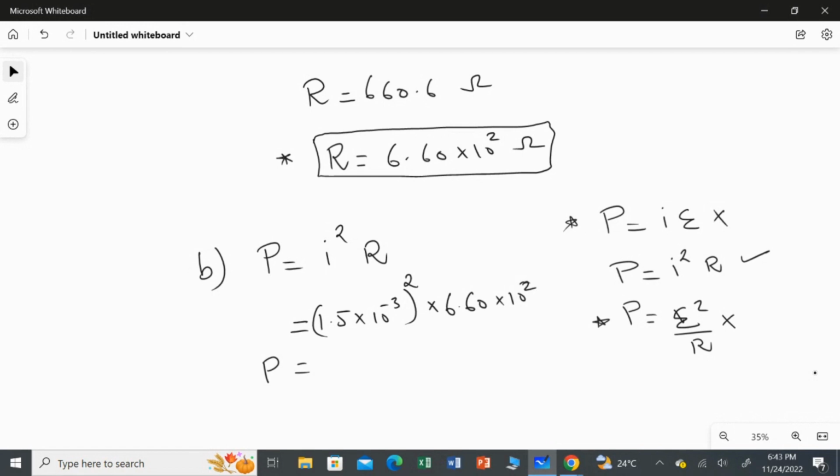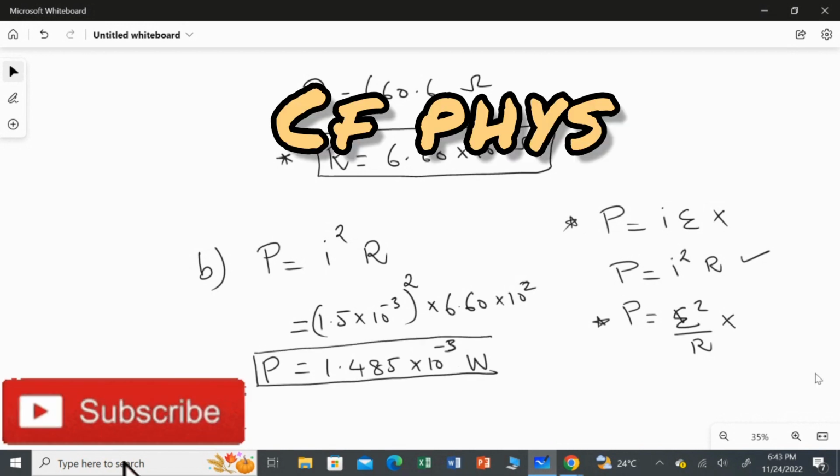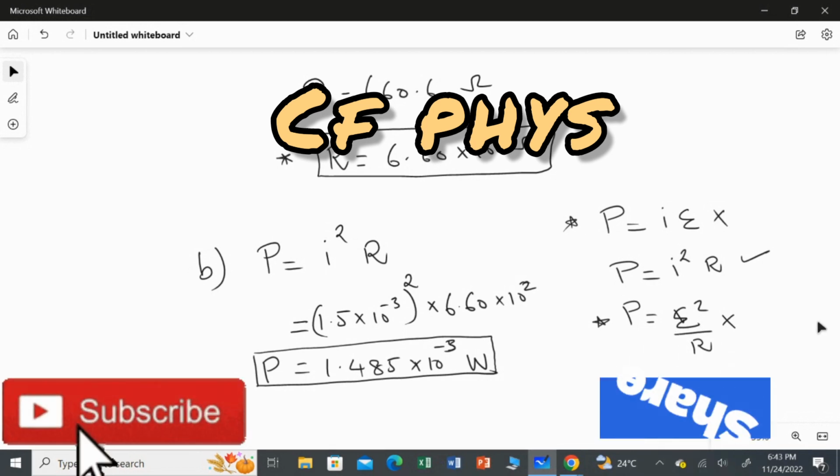So the answer is 1.485 multiplied by 10 power minus 3. And what is the unit for the power? It is watt. So this is the answer for the second question. Clear? That's it.